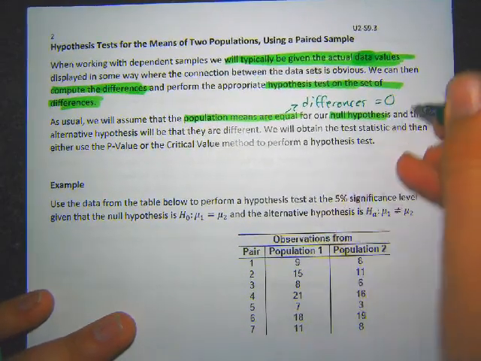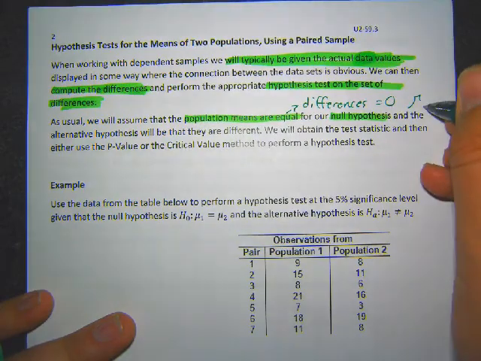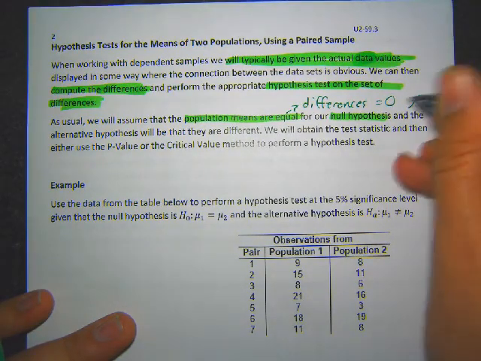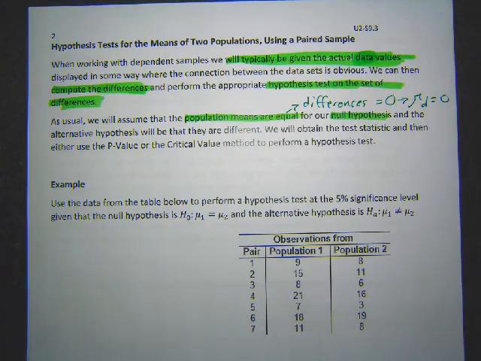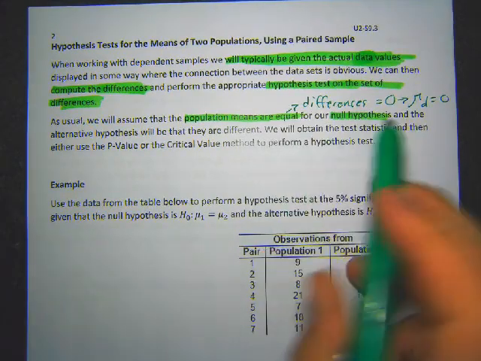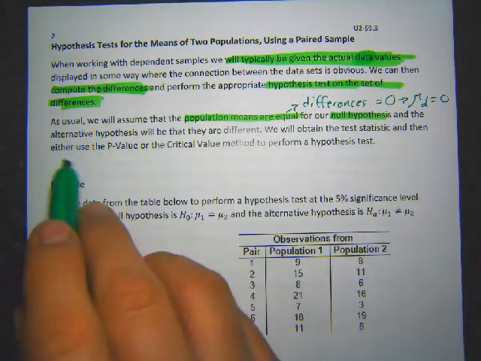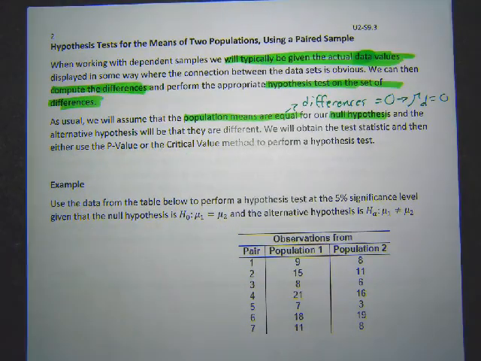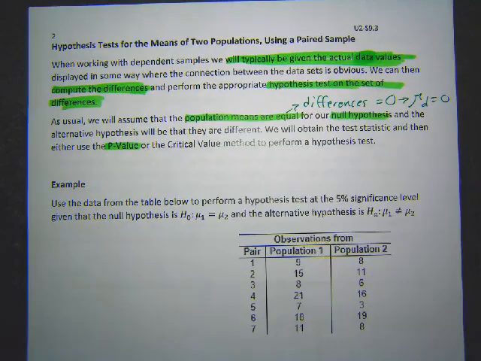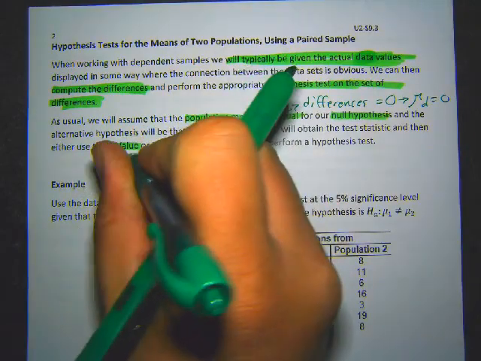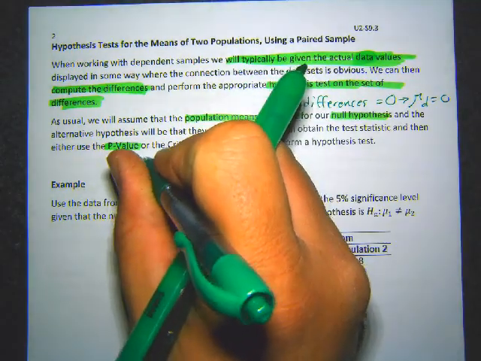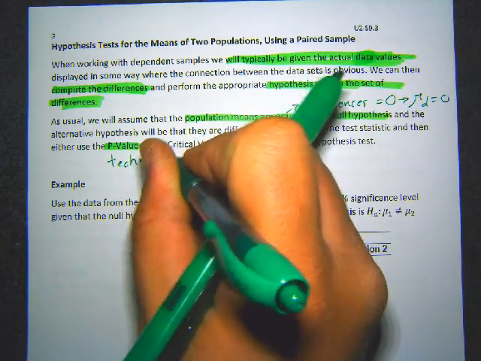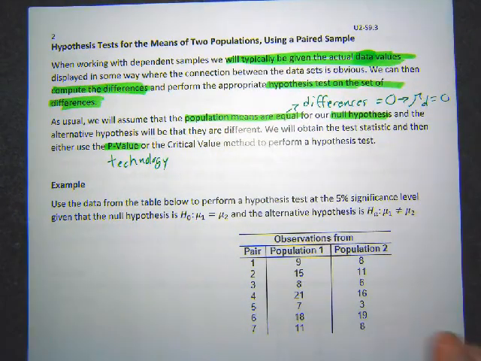So mu sub D, the mean of the differences, equals 0. That's what that tells us. Okay, we'll get our test statistics, sorry, and then use either the p-value or critical value. We'll typically use p-value because, again, technology will just give us a better way to use the p-value. So you could do it with the critical value, but we're not really going to worry about that. We're just going to use the p-value from technology.